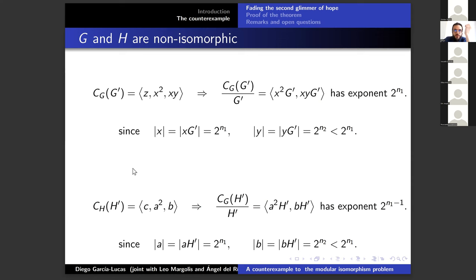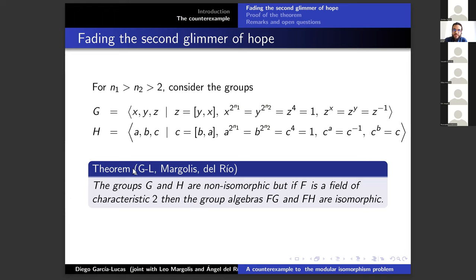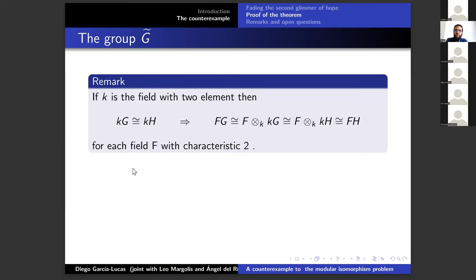Hence, we have proved the first part of our main theorem, which states that G and H are non-isomorphic, but for every field of characteristic 2, the group algebras of G and H are isomorphic. To prove it, of course, by the consideration before about the tensor products of fields of characteristic 2, we can limit ourselves to prove the results for the field with p elements. So from now on, we work in the group algebra of H over the field with p elements.